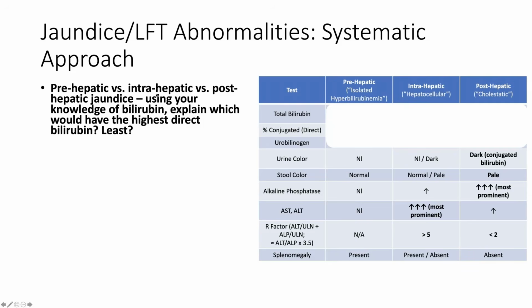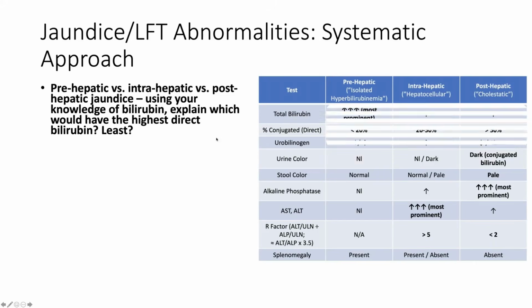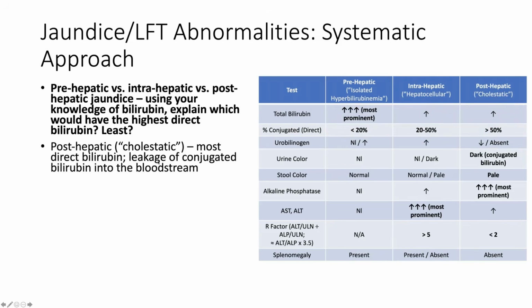So Paula, prehepatic versus intrahepatic versus posthepatic. Using your knowledge of bilirubin, explain which would have the highest direct conjugated bilirubin and which would have the least, if it was pre, intra, or post. The highest conjugated, posthepatic. Perfect. Yeah, exactly. And why does that make sense? Because when we're talking about posthepatic, we are saying cholestatic. So if the problem is not in the liver, we're going to be able to conjugate the bilirubin, so from indirect to direct. Exactly. Great. So posthepatic is going to have the most.